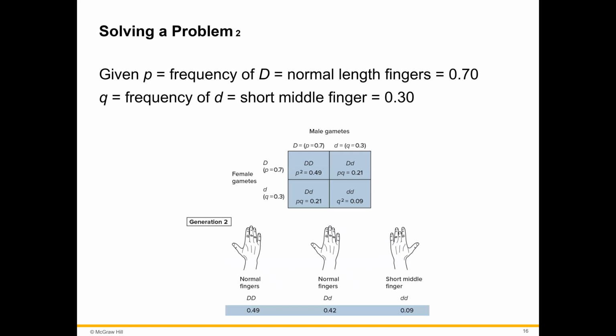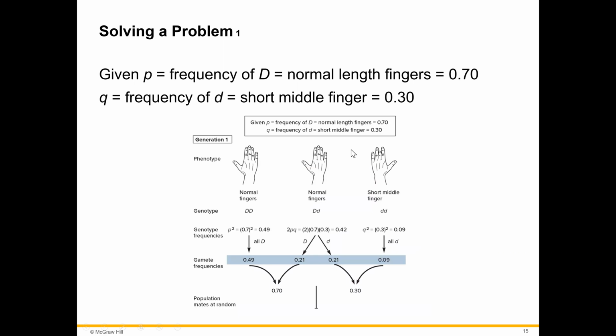So here now we're forming gametes, right? Those are male gametes. Over here, you will see that this is D and D, right? So you add all the capital Ds. That gives you 0.49. And in normal fingers, you have half of the capital D and half recessive. So you divide 0.42 in half, which gives you 0.21, right?